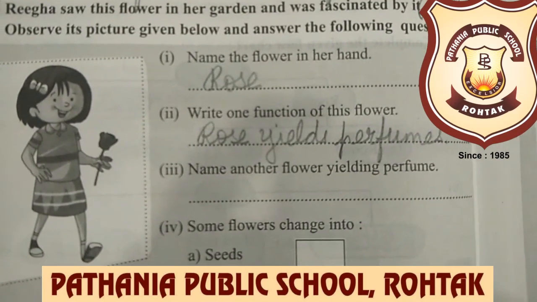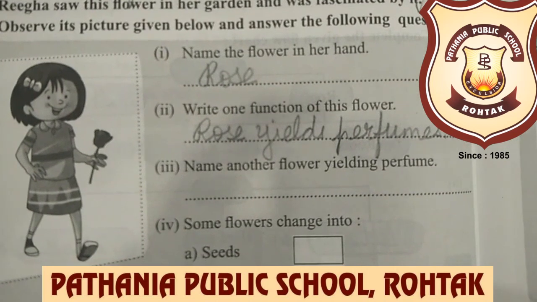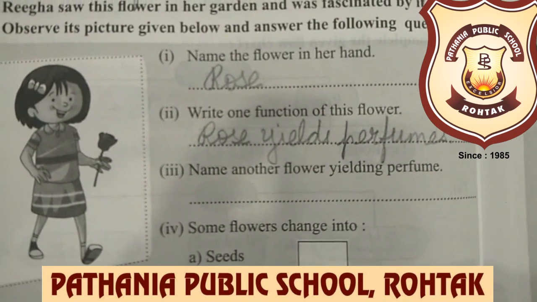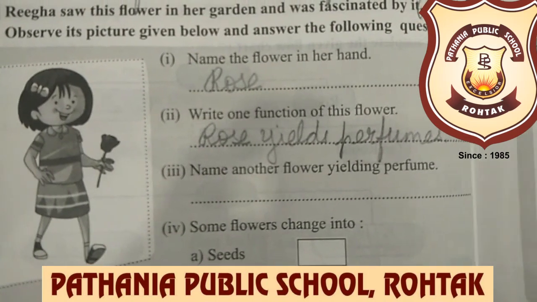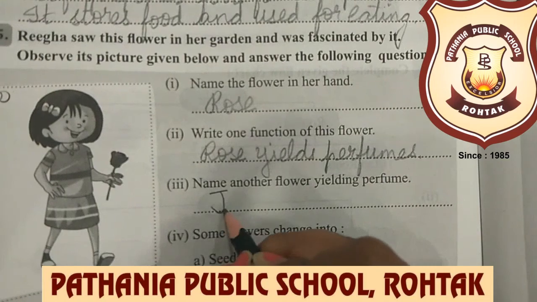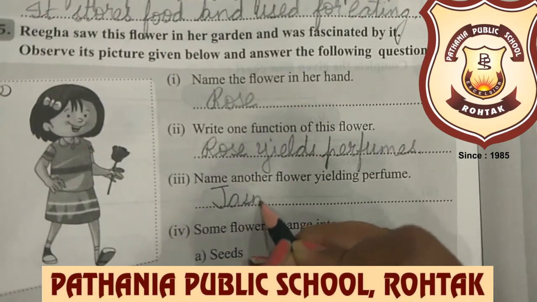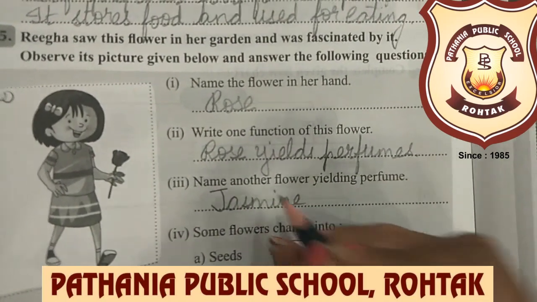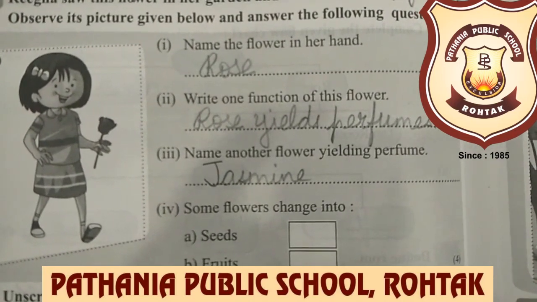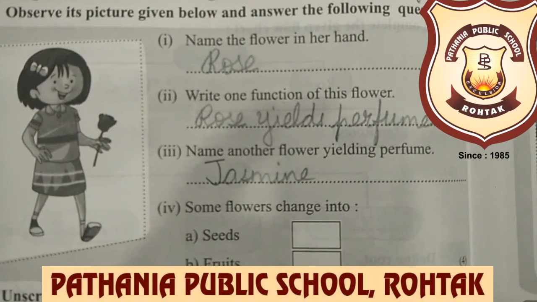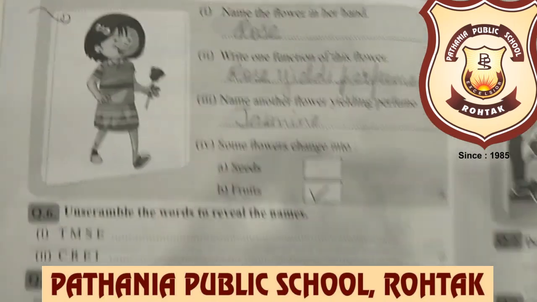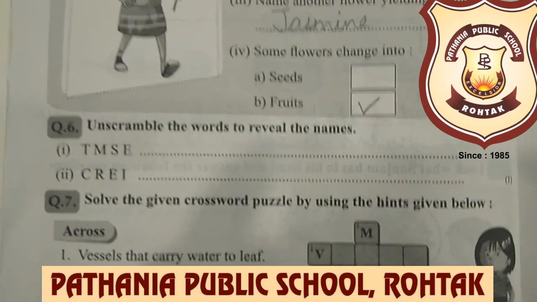Name another flower yielding perfume. Name another flower which you know used for yielding perfume. Yes, correct. It is jasmine. Write down here jasmine. Now, some flowers change into what? Seeds or fruits? Yes, correct. It is fruits.